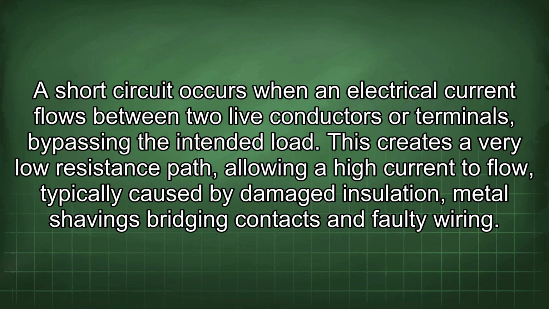A short circuit occurs when an electrical current flows between two live conductors or terminals, bypassing the intended load. This creates a very low resistance path, allowing a high current to flow, typically caused by damaged insulation, metal shavings, bridging contacts, and faulty wiring.